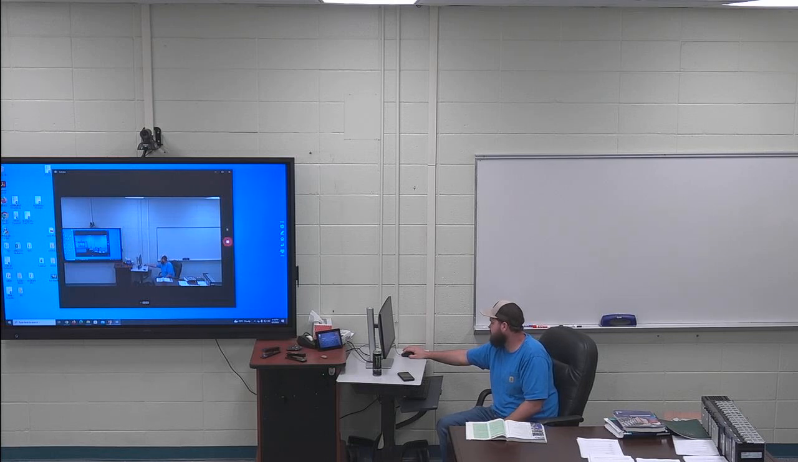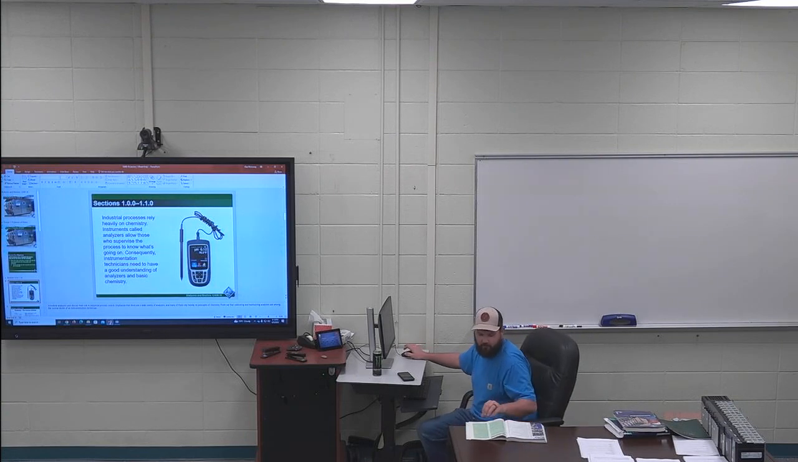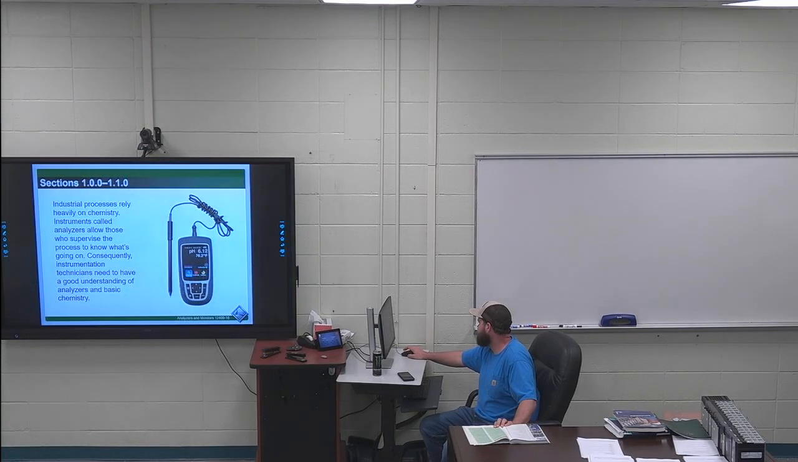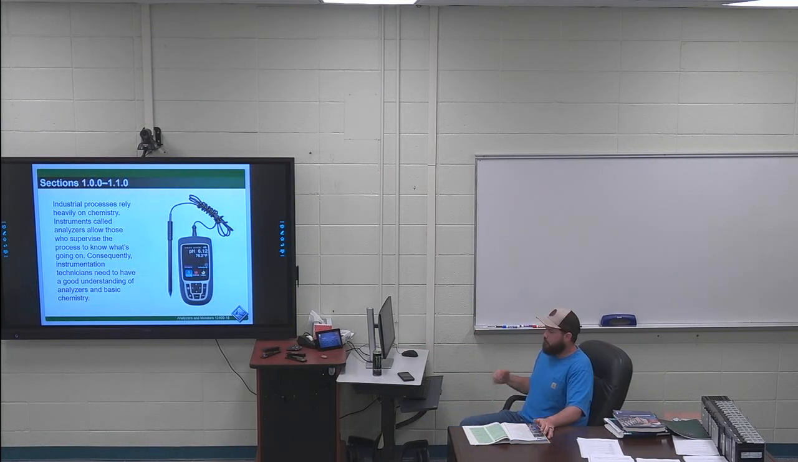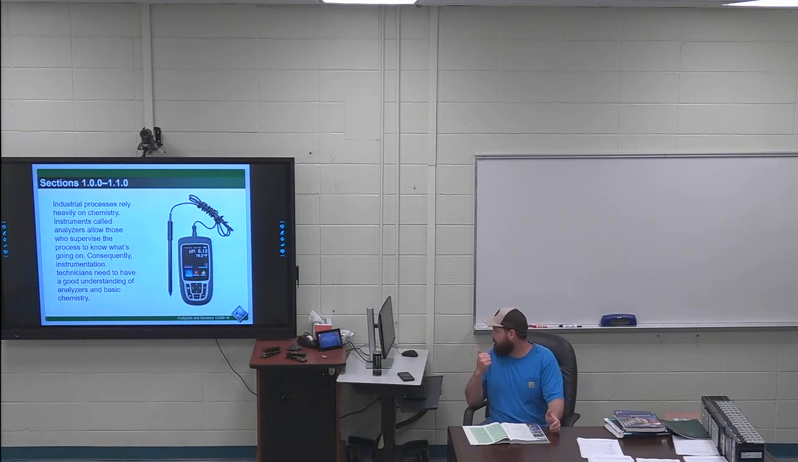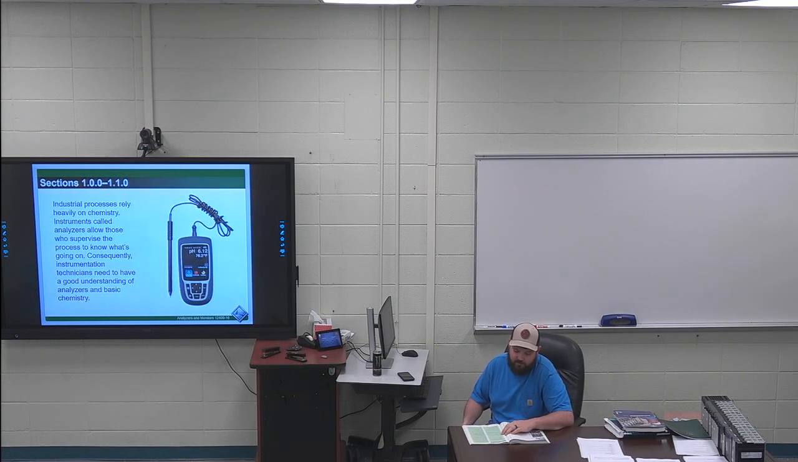Alright, so this is NCCER Instrumentation 4, Module 7, Analyzers and Monitors. These are going to be a lot of different types of devices that can take different readings, and usually it's going to have to be some kind of chemical makeup. Like most people know, the lab for this is doing a pH lab where you're testing the pH of different chemicals, Coke, water, different acids and bases and stuff like that.